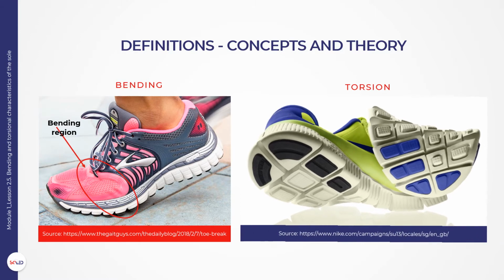Torsional shoe stiffness is the resistance of a shoe to twisting about its long axis between the heel and toe box, and is linked to changes in foot and ankle kinetics and kinematics during running and cutting motions.